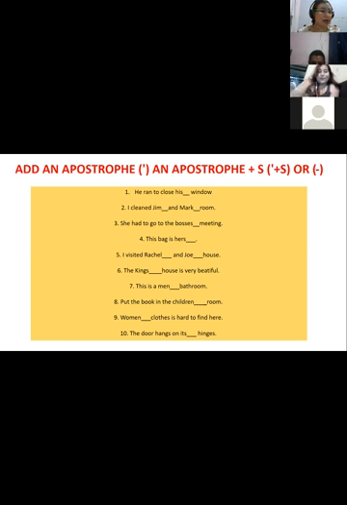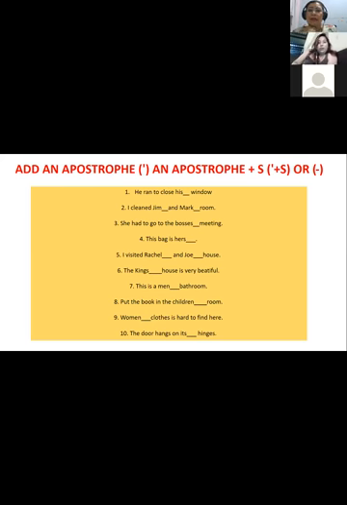Number four. Who did number four? ¿Quién hizo la número cuatro? This but it's hers. Ok. Did you add something or not? No, right? It's not necessary. It's like number one. Es como la número uno, ¿verdad? Ya tenemos en ese caso un possessive pronoun que ya determina la posesión de la cartera. Entonces, we don't need the apostrophe or S. Thank you. Number five. I visited Rachel. It's like number two, ¿verdad? Es como el número dos. Puede ser Rachel's and Joe's house o solo Rachel and Joe's y ponerle solo a Joe, ¿verdad? Yes.